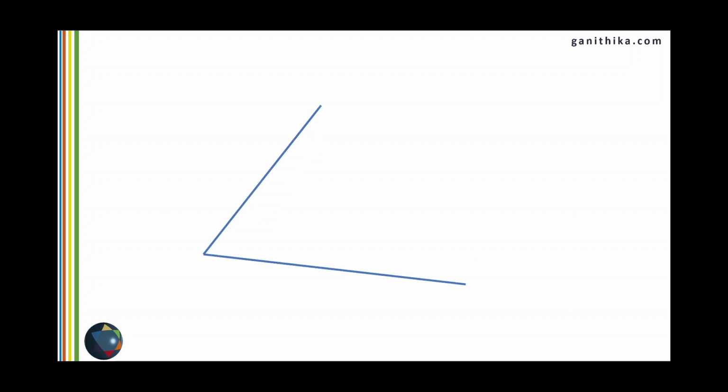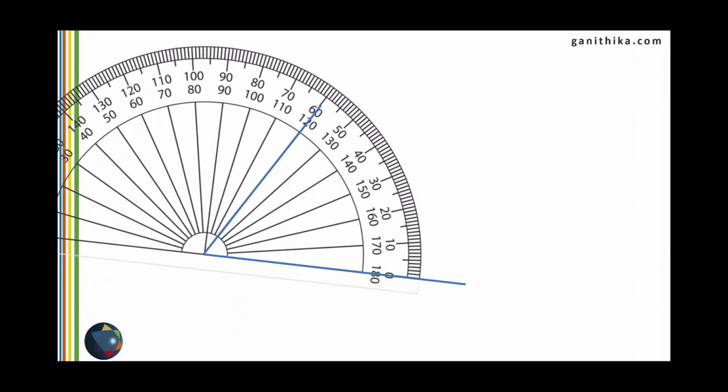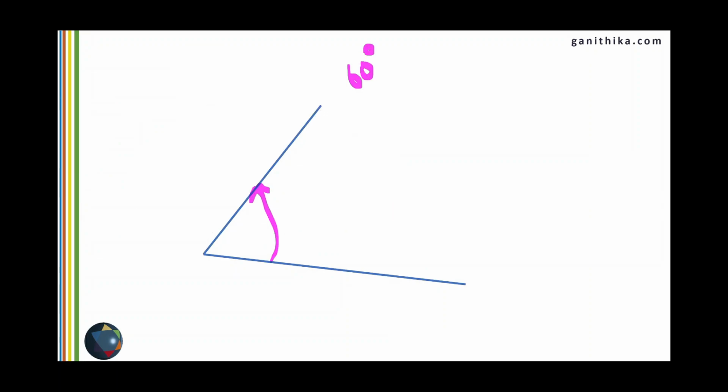Let's measure this angle using the protractor. Take the protractor, align the center of the protractor with the vertex of the angle and the baseline with the 0 of the angle. Now you should understand which side of the protractor you should measure. This is on the outer side. Therefore, measure from 0, 10, 20, 30, 40, 50 all the way up to the second line. Here the second line reaches the protractor at 60 degrees. Therefore, the measure of the angle here is 60 degrees.